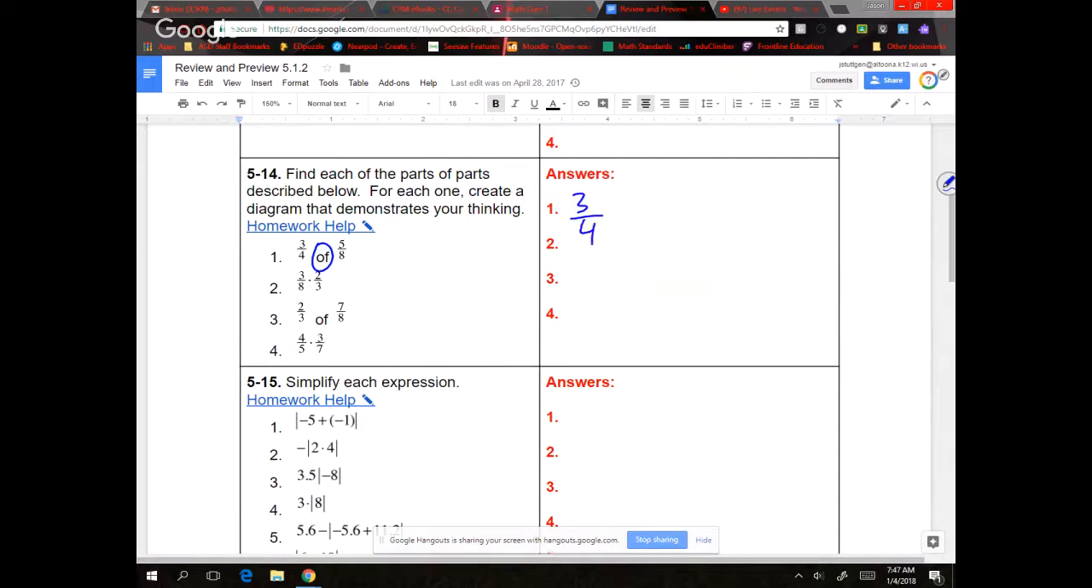So when we multiply, we should multiply straight across. 3 times 5 is 15. 4 times 8 is 32. That's the answer to the first one. The next one, I'll do this one over on this side. 2 times 3 is 6. 8 times 3 is 24.